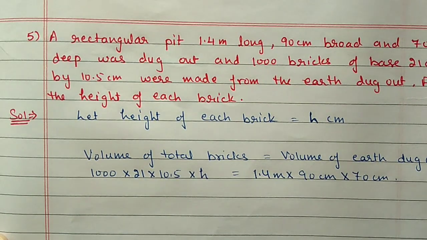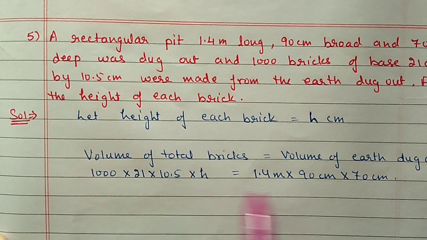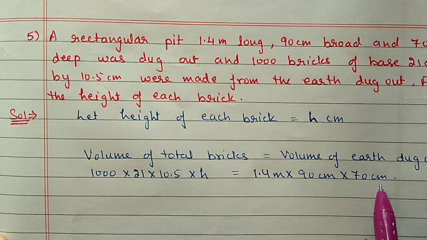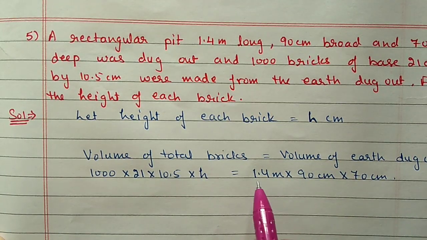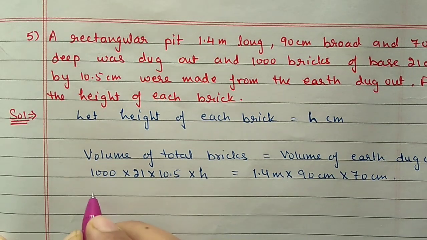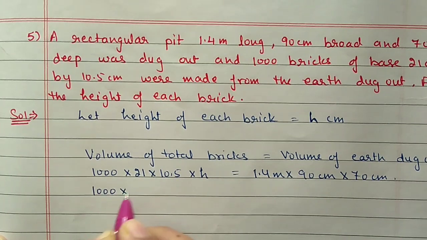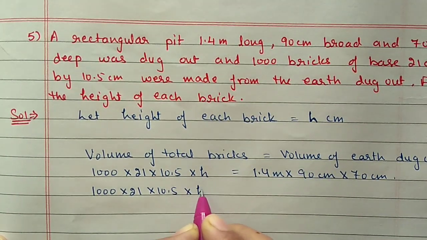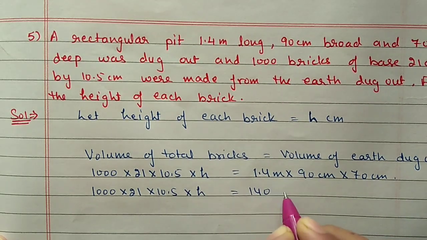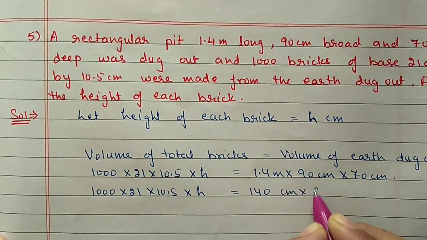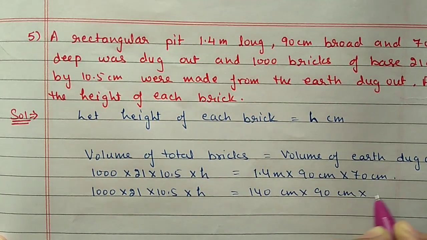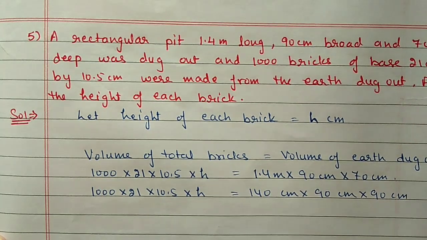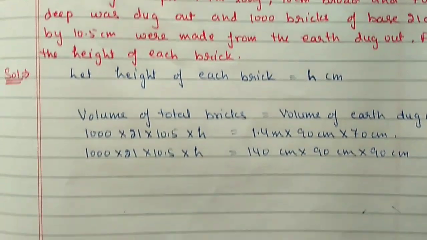So if you observe, you will find that these four units are in centimeter. Only this is in meter. So this also we will convert into centimeter. So we'll get 1000 into 21 into 10.5 into h is equal to 140 centimeter into 90 centimeter into 70 centimeter. So all the units should be the same.